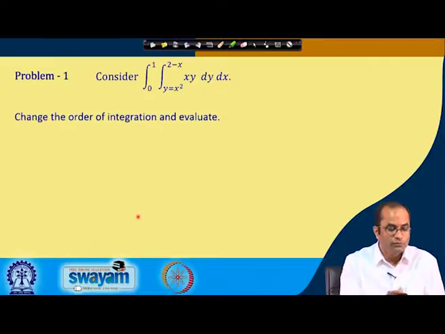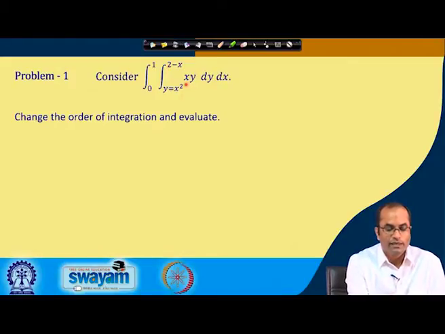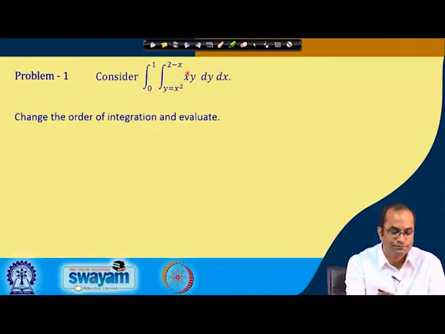So, let us consider a few more problems. Let us discuss the integral where x goes from 0 to 1 and y goes from x square to 2 minus x, of x y dy dx, and we want to change the order of integration and then evaluate. In this case our integrand is just x y, so it will not matter whether we first integrate with respect to y or with respect to x, the complexity level would be more or less the same.